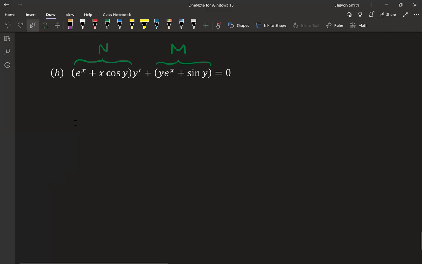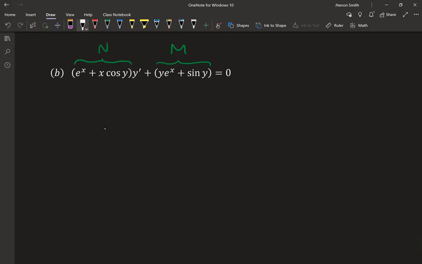So first of all, I would notice that it is not linear because of the cosine y. It is not separable, and it is not homogeneous. Because if I replace x with a constant times x in the power of e, there's no way that that's going to magically disappear. So now I'm starting to think maybe it's an exact equation, because we're only going to learn a few situations for first order. So now you start to think, okay, it might be exact.